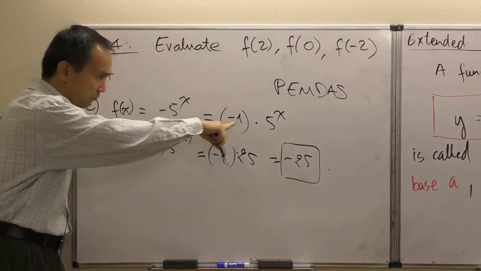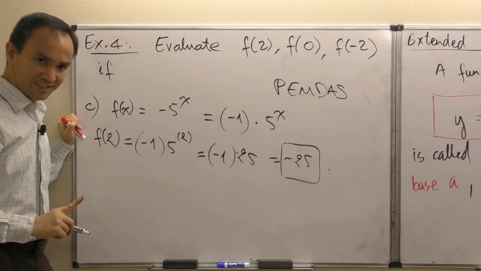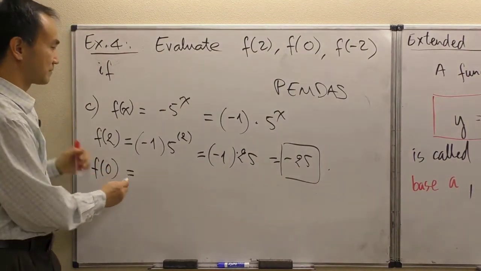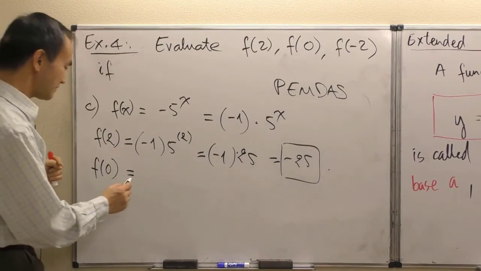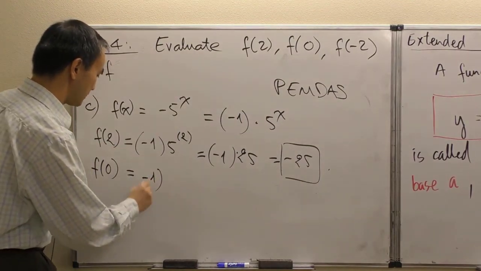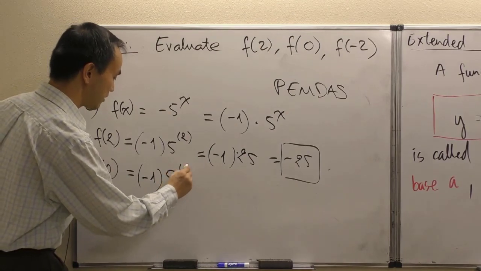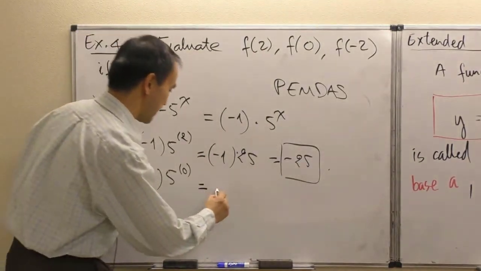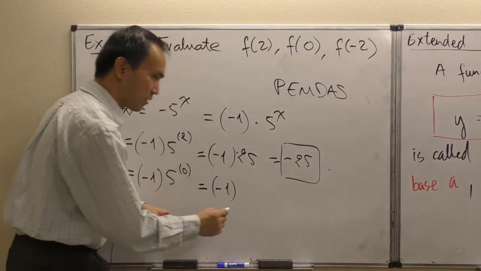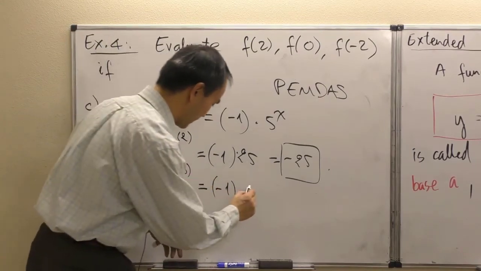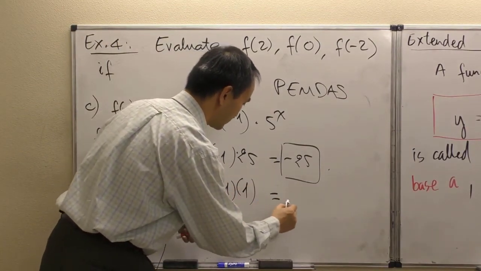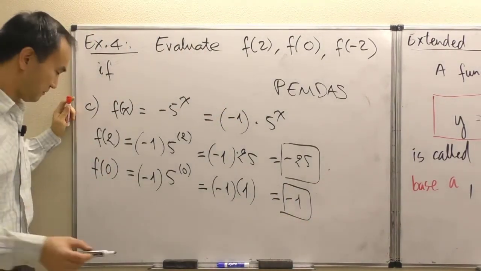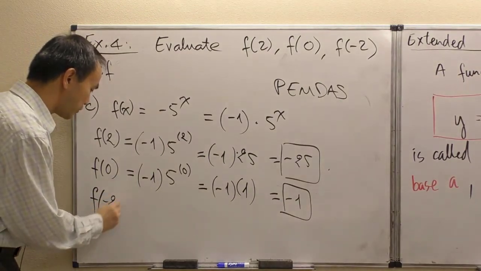It means it's a negative 1 times the function 5 to the x. So in the end, the base is still a positive base. Now f of 0, as asked. Now it is going to be negative 1 times 5 to the 0 power. 5 to the 0 power needs to be taken care of before multiplying. So now it's 1. Negative 1 times 1, the answer is negative 1. That's our final answer.